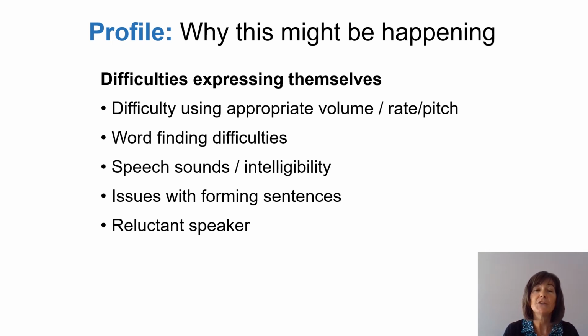And some children may have speech sound difficulties which will affect their intelligibility, so they might not be able to say the letter k or g, they might say t or d instead. Some children may have issues with forming sentences, so they'll struggle to get the words out in the right order to form a full grammatically correct sentence, and that could affect their confidence in speaking, and they could end up becoming quite reluctant speakers because they know that they're not delivering their messages in the right way, or it's different to how others are doing it.